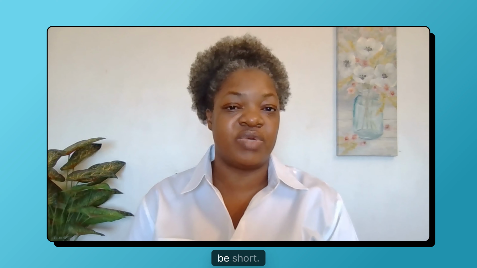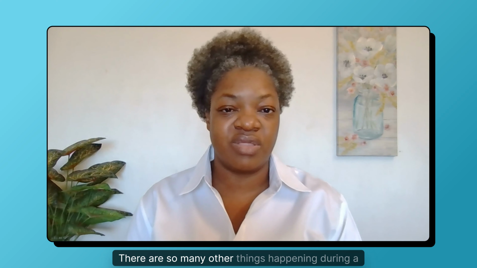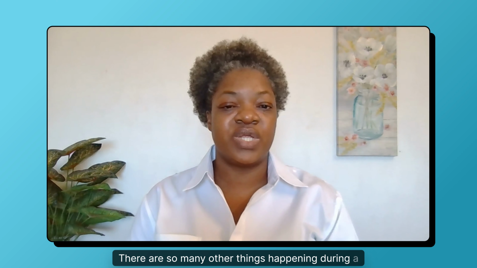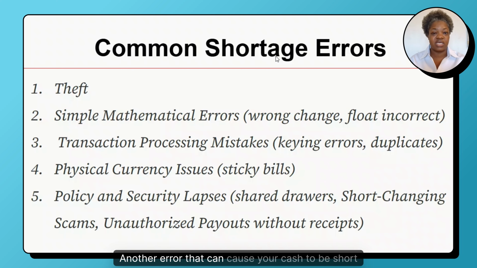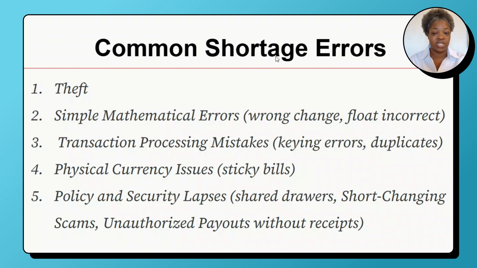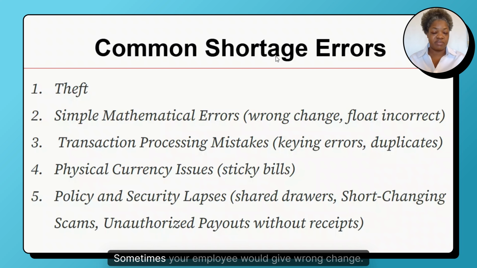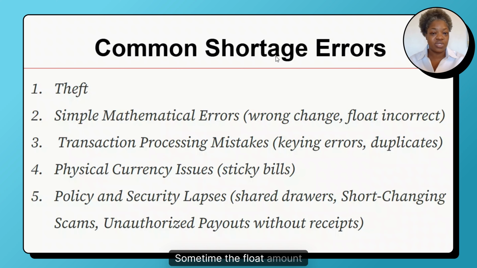I want to bring to your attention that theft is not the only error that can cause your cash to be short. There are so many other things happening during a busy day in your business. Another error that can cause your cash to be short is simple mathematical errors. Sometimes your employee would give wrong change. This would affect their cash at the end of the day. Sometimes the float amount was not properly checked, and that would cause an error.